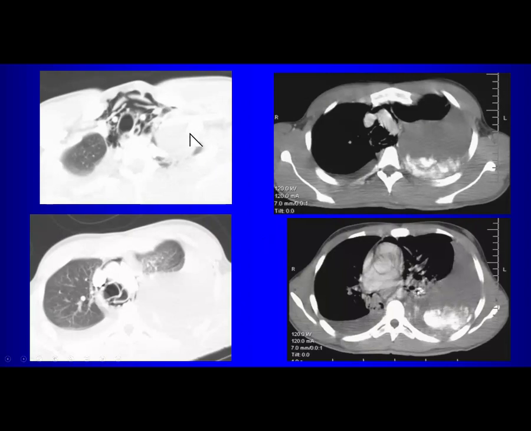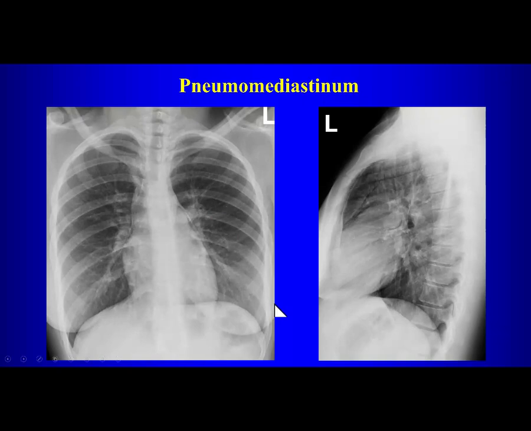There's a large pleural effusion, and then all of this is pneumomediastinum. So that chest radiograph is a chest radiograph on a patient with Boerhaave's. Okay? Boerhaave's often is associated with left pleural effusion in addition to pneumomediastinum.